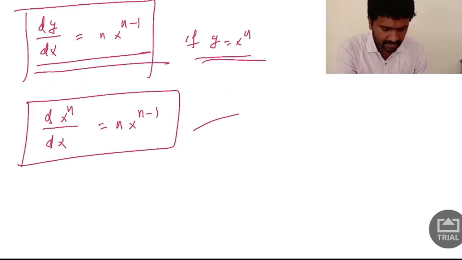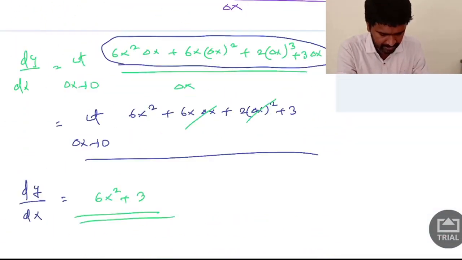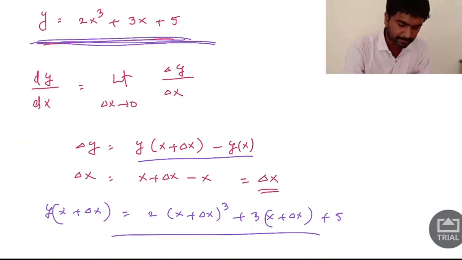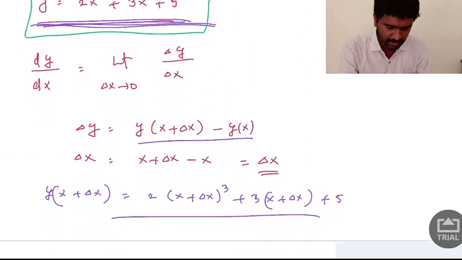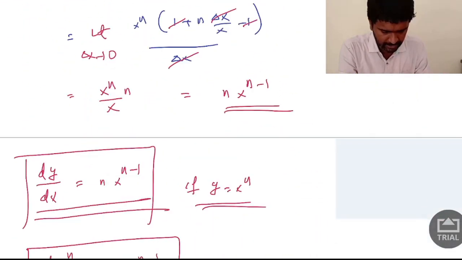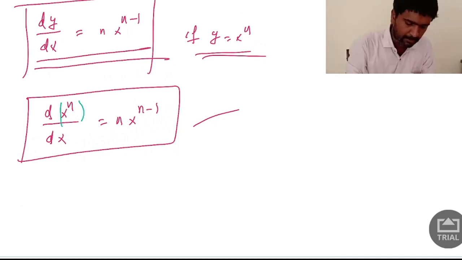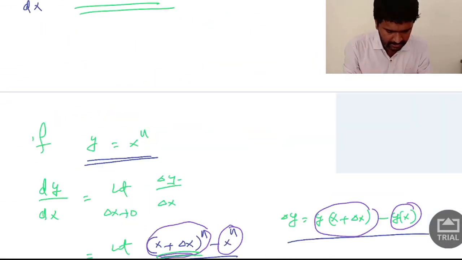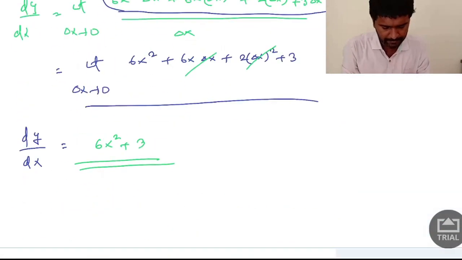You can use it anywhere. So let us consider the previous problem once again, without doing all these things. In this case, I am giving a function here. The function is 2x power 3 plus 3x plus 5. Let us apply this general equation to that problem. The general equation says d by dx of x power n equals n into x power n minus 1.